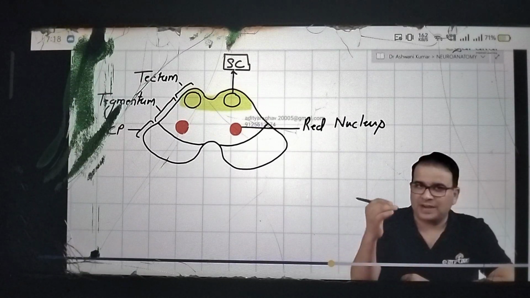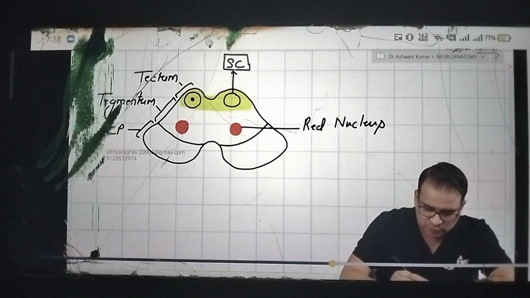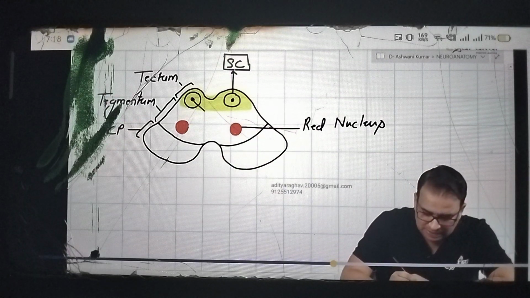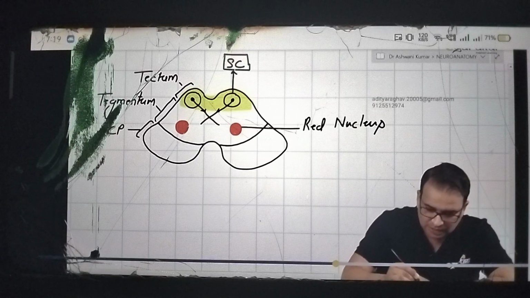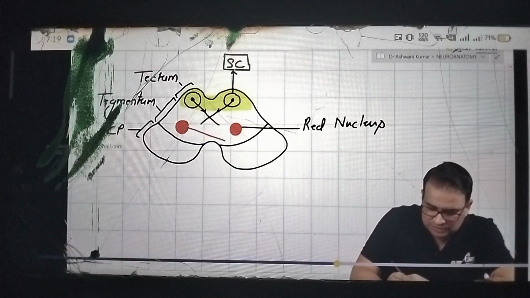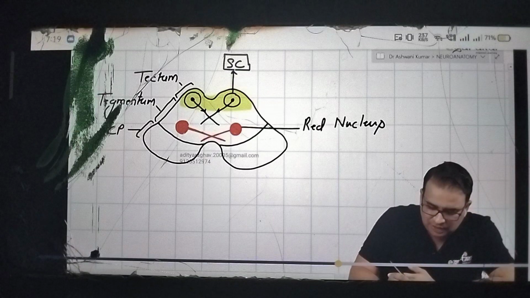Please notice that the fibers which start from the superior colliculus will come forward in the tegmentum and cross here. In the tegmentum, make sure the decussation is taking place in the tegmentum. And same thing here, the fibers which are coming from the red nucleus will also come in the tegmentum only, and also decussate.